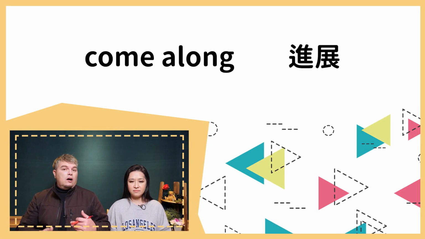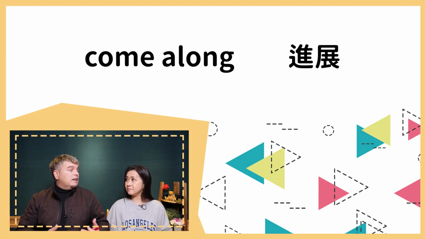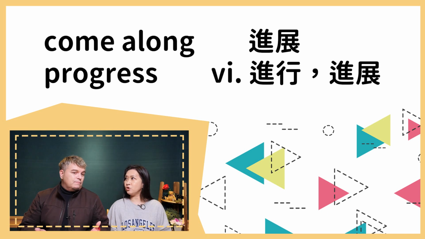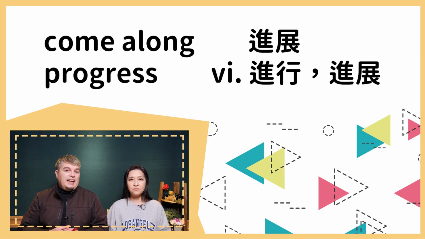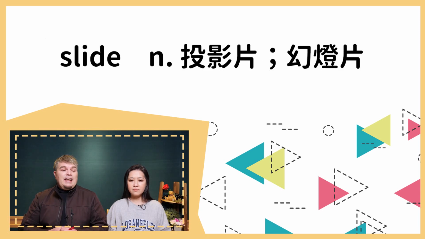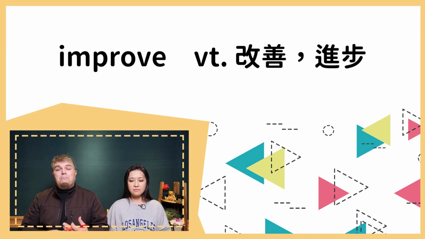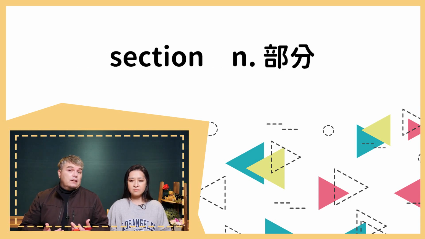Okay, so looking at our vocabulary and phrases, we first looked at coming along. How's it going? How's it coming along? So, how is it? We could say progressing, good word. Progressing. Coming along. Slide. And a slide on a PowerPoint is called that because it slides. We also learned the word or talked about the word improve, to make something better. We learned section. A section of something is a part of something.